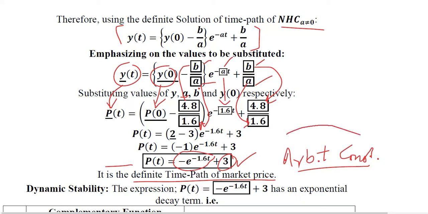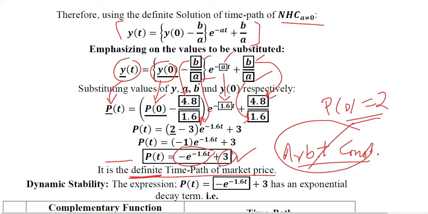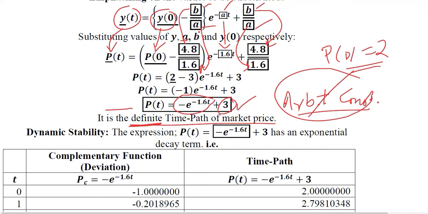So if it is not there, it means that we have a definite time path. It is so because the value of P naught was given, and that was equal to 2, and that enabled us to get rid of the arbitrary constant. So we can plot this.